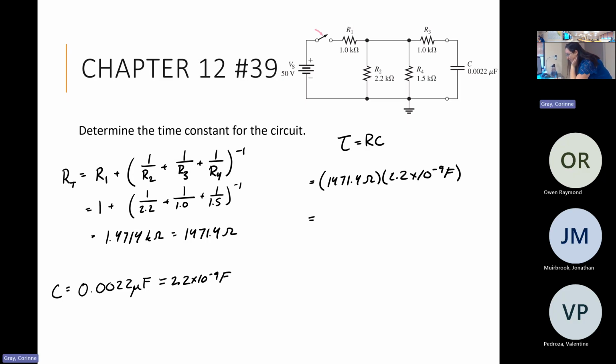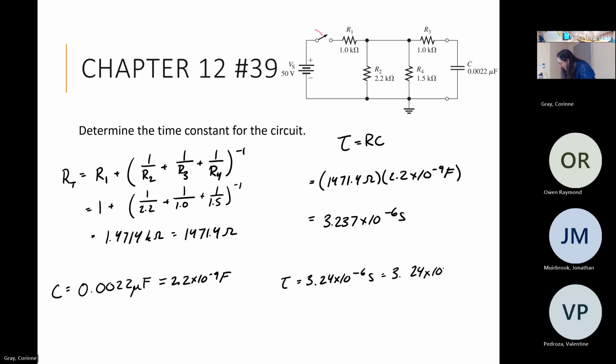And taking that and plugging it in, I got 3.237 times 10 to the negative 6 seconds. So for the sake of rounding, 3.24 times 10 to the negative 6 seconds. If you had left it in kiloohms and microfarads, your answer would have popped out as 3.24 times 10 to the negative 3 milliseconds.